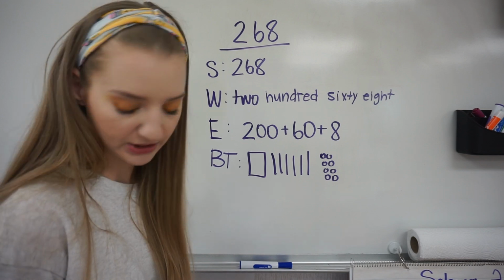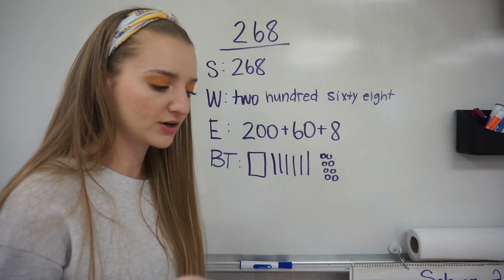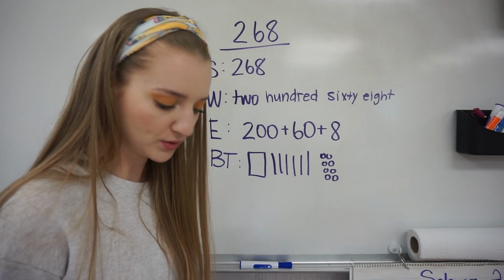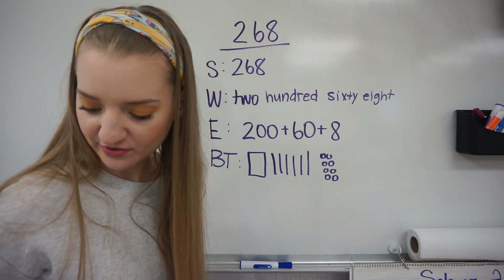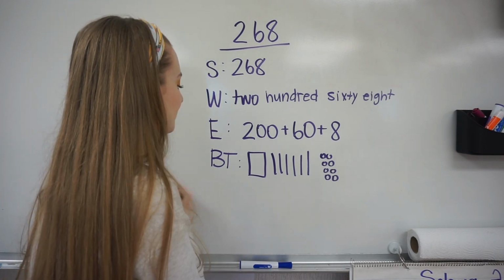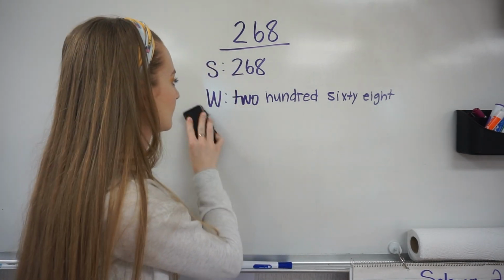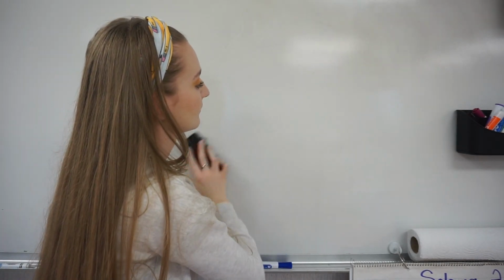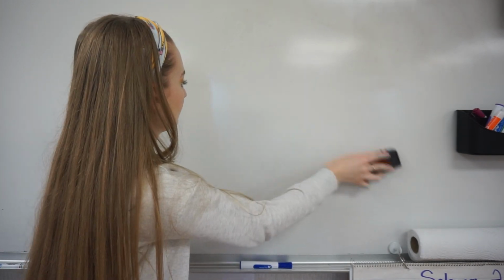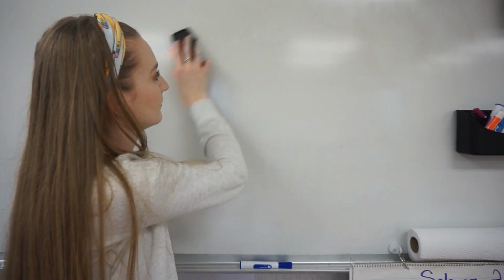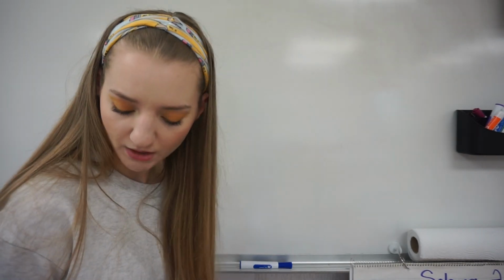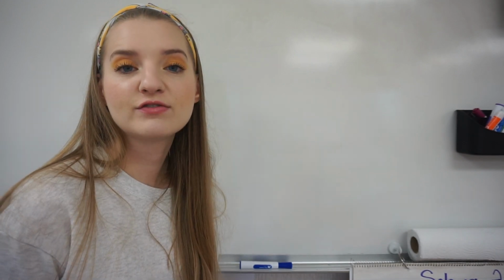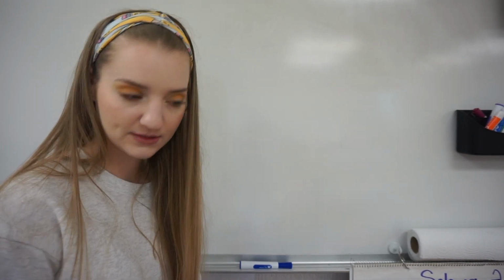Make sure your worksheet looks like mine. I'll give you a second and we are going to move on. Okay, these are some of my favorite problems on the back. So number 6 on the back asks you to determine the value of the underlined digit.